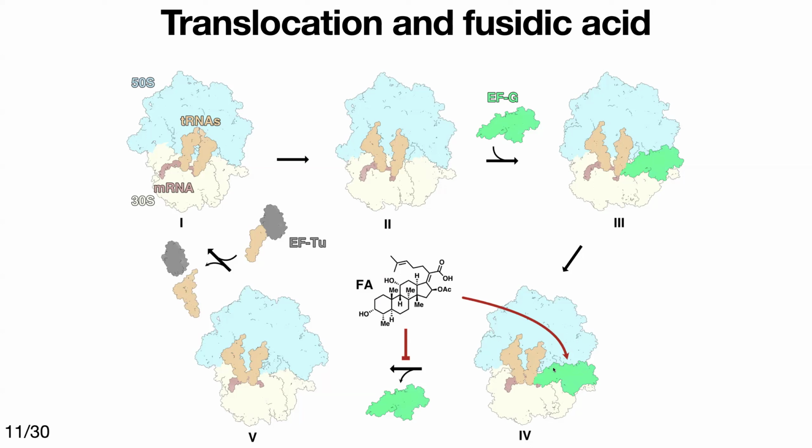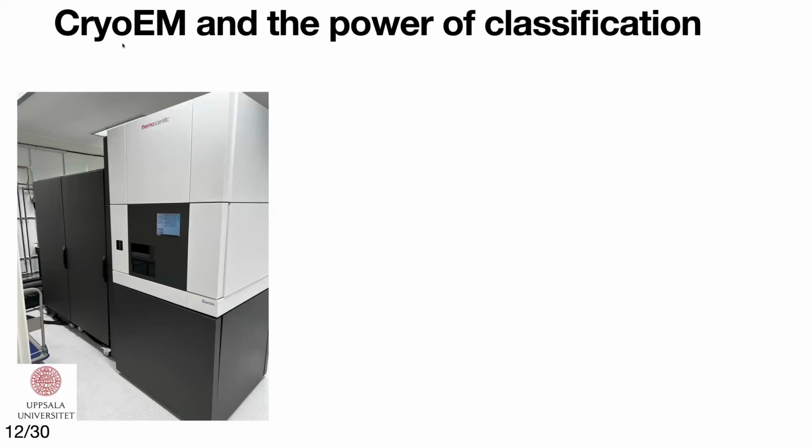Obviously, it needs to free EFG out from the ribosome, so the ribosome can continue translating, and this has to be done fairly quickly. And I will come back to this later. But the method that we decided to use for this purpose is cryo-electron microscopy.